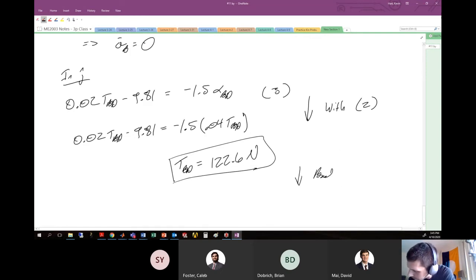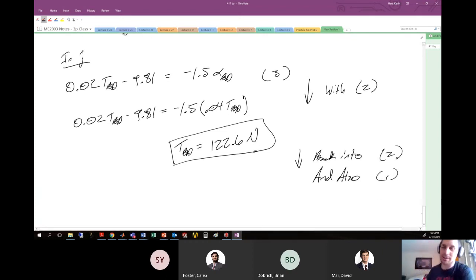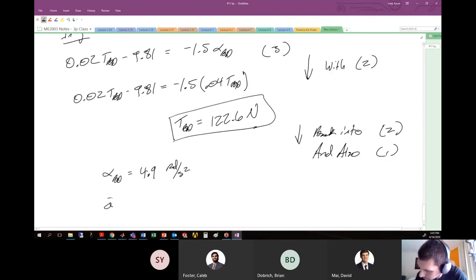Plugging this back into equation 2 and also equation 1 will give me the full expressions for the acceleration of this bar at G and also the angular acceleration. So alpha BD, after you plug back into equation 2, will be 4.9 radians per second squared, and the acceleration of point G will be negative 7.36 j hat meters per second squared.